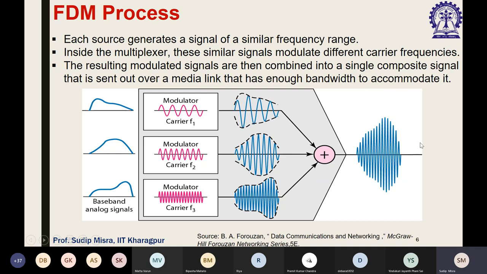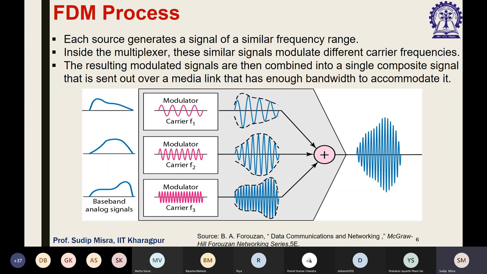This combination is basically what is done in multiplexing. There is a multiplexer circuit which produces this combined signal, please have a look. This is the combined composite modulated signal. So this is what the multiplexer does. I hope that this part is clear to you.